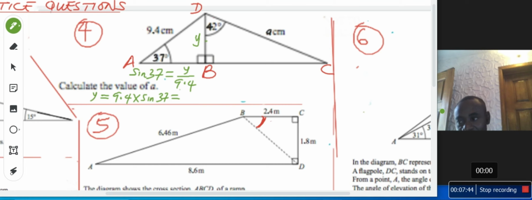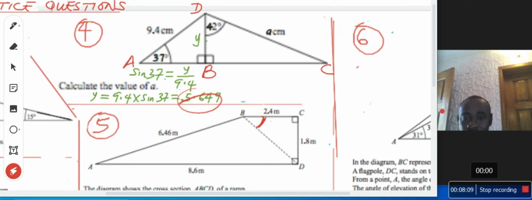If you are using your calculator, you can simply press 9.4 times sine 37. In fact, if you just do 9.4 sine 37, you even get the answer. What do you get? 5.6494, right? So 5.649. Because this is not the final answer, I will leave it to 4 significant figures. Okay, so now we have it.